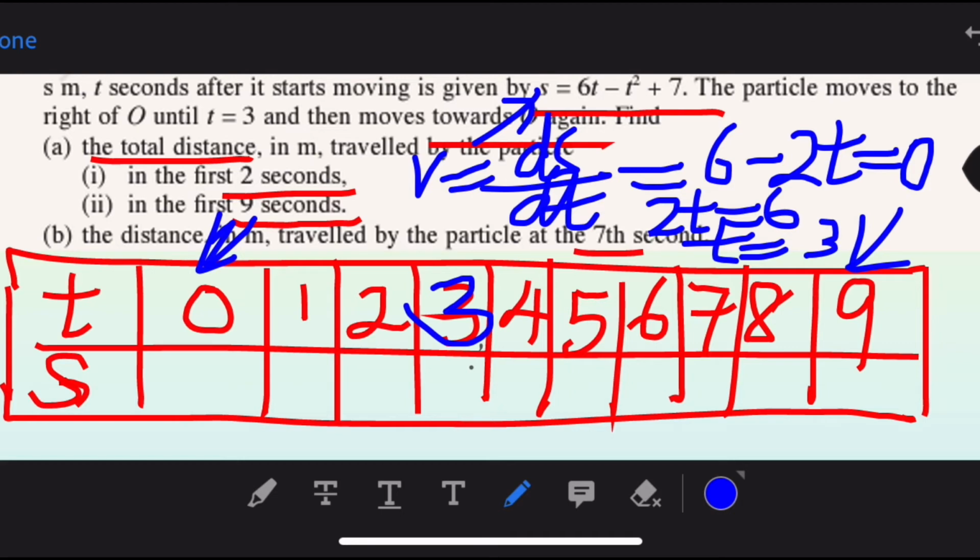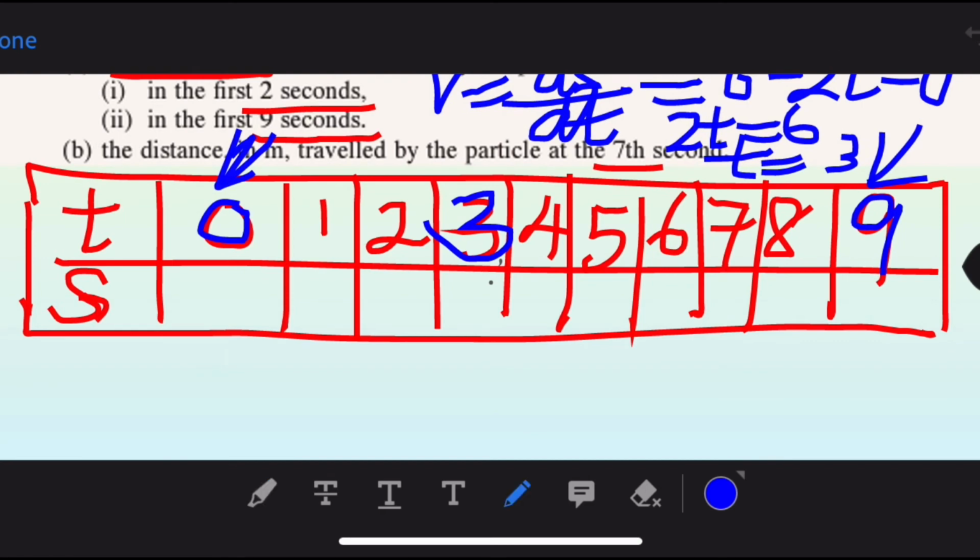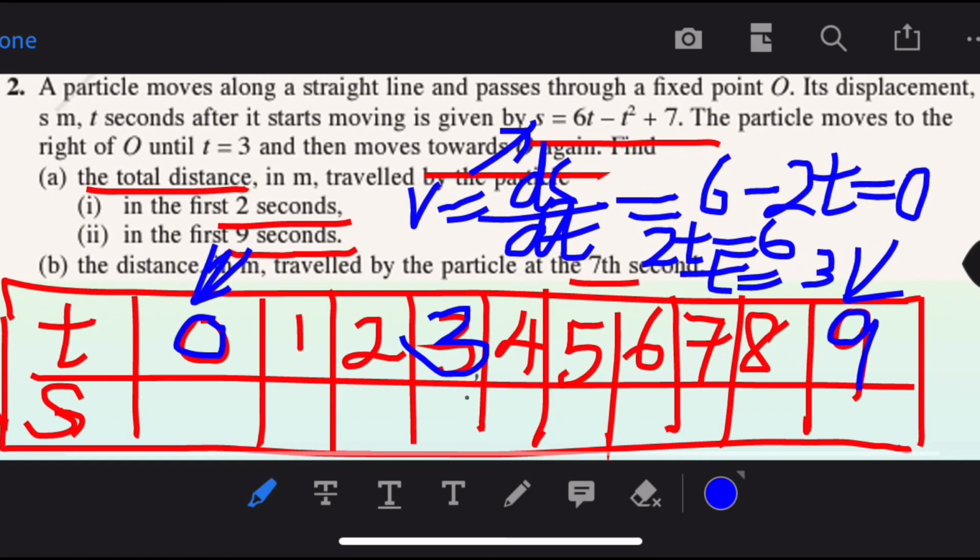Alright, so now we just focus on these 3 timings. In between, you don't have to waste time finding. So let's substitute t equal to 0. We want to know where the particle is displaced to. We substitute into 6t minus t squared plus 7: 6 times 0 minus 0 squared, so you get 7. So the answer is 7.